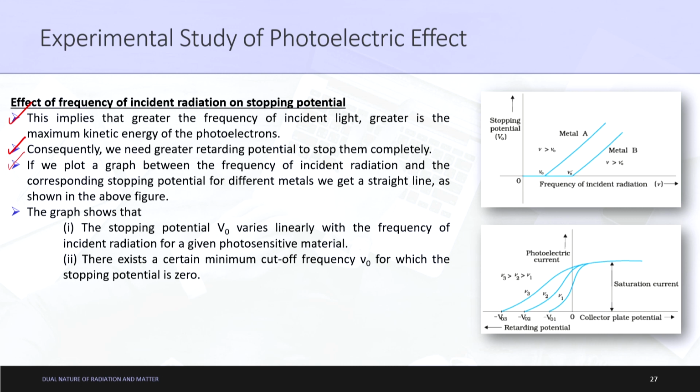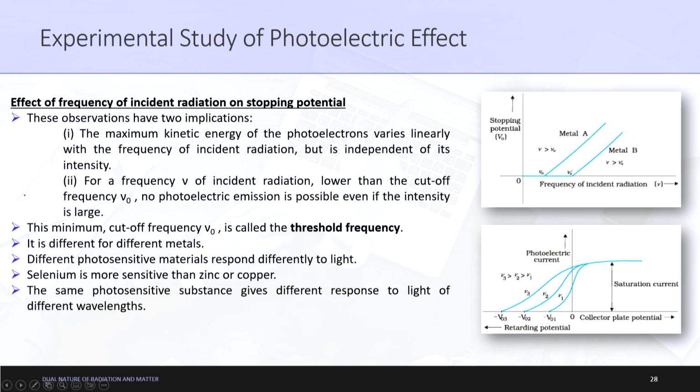The second point states that there exists a certain minimum cutoff frequency nu naught, for which the stopping potential is 0. So till this point, for every frequency the stopping potential is 0 only. After a particular value, it increases linearly, and this is what is called your threshold frequency. So these observations have two implications.